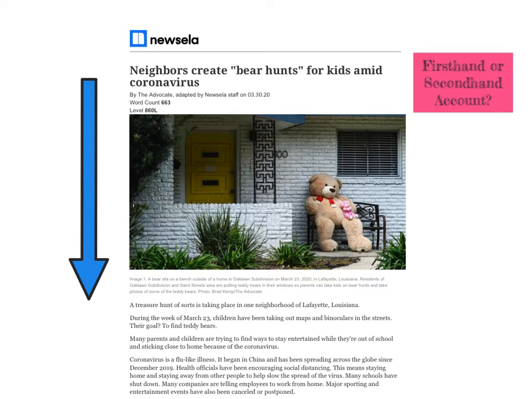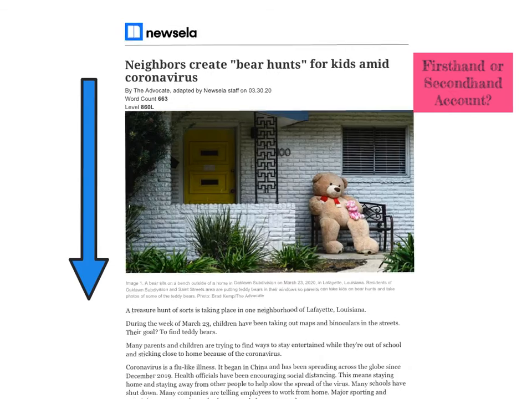Okay, so on your screen, you're going to see a News ELA article that says, neighbors create bear hunts for kids amid coronavirus. Okay, so let's see what we can discover about this. And let's see if we can think about if it's firsthand or secondhand. Maybe some of you already have an idea, but let's see if we can prove it.